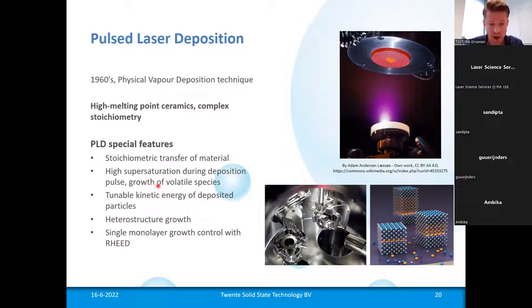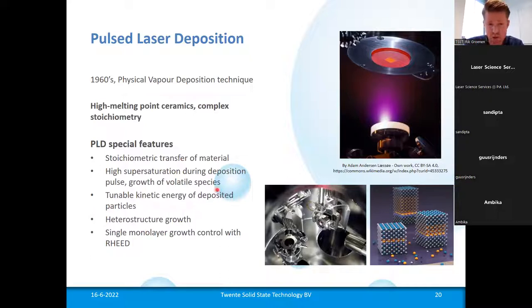Mainly due to the high supersaturation nature of the plume, many nucleation sites, which cause the crystalline film to grow. And due to this high supersaturation and many nucleation points, it's also proven to be a very good technique to grow volatile species that tend to stick better even at higher temperatures. Because you have many parameters to tune, you can, for instance, tune the kinetic energy of species by playing with the process gas in the chamber.